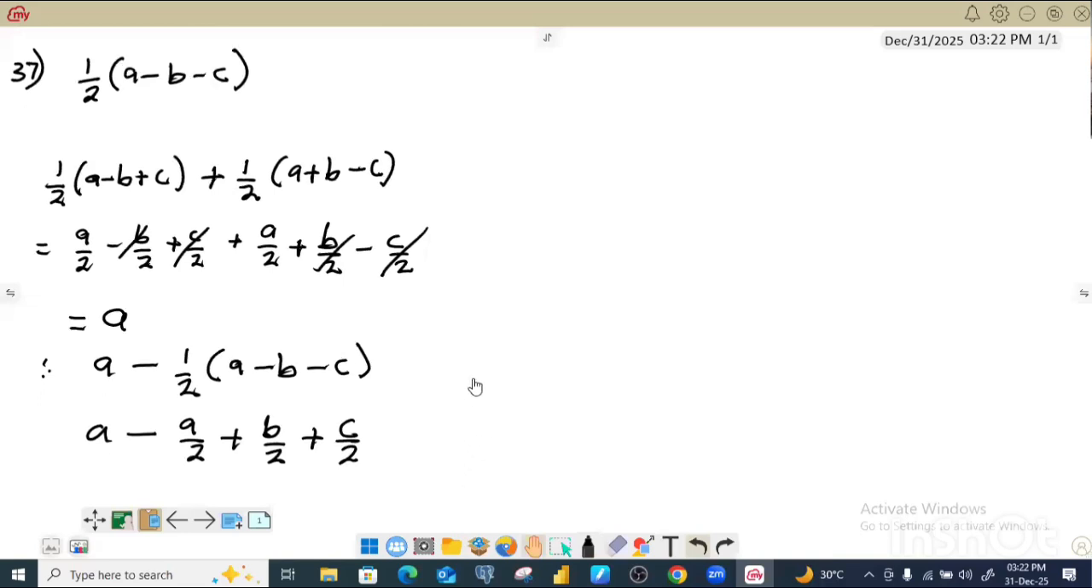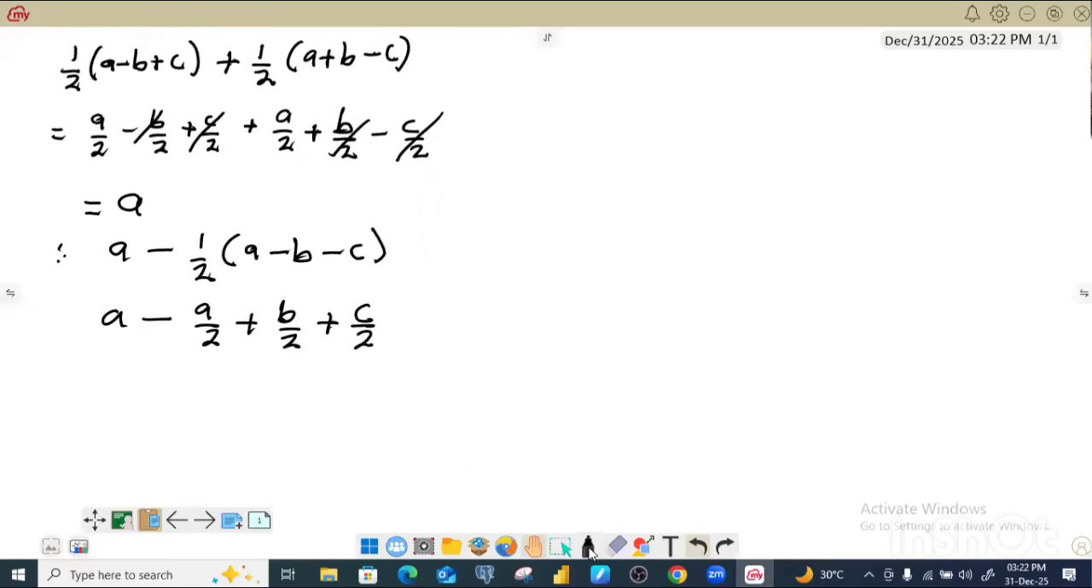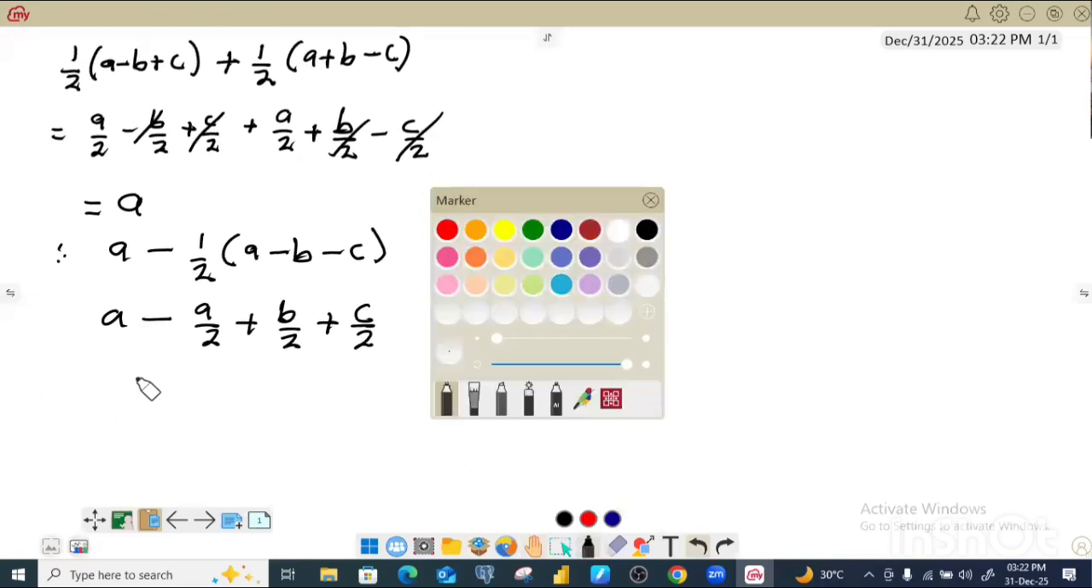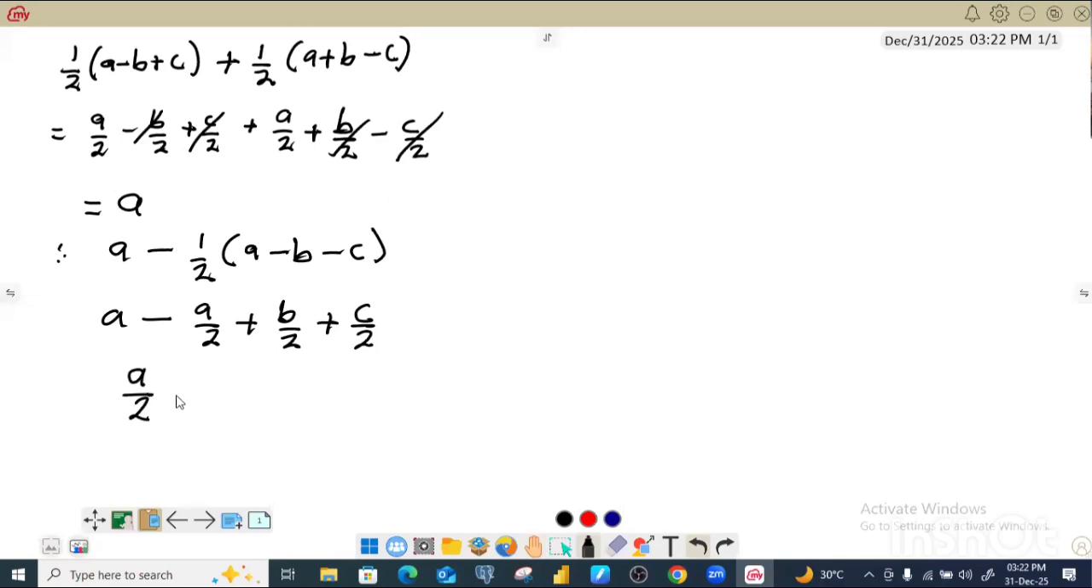At this point, A minus A over 2 will give us A over 2 plus B over 2 plus C over 2, and this is equal to half into A plus B plus C. That should be the answer. That's option A.